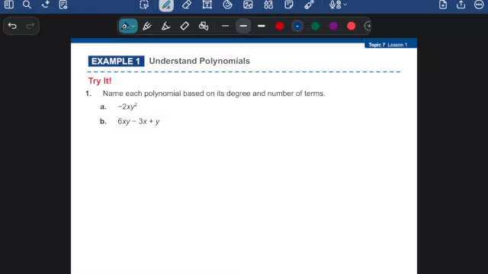Try it number 1. Let's name the polynomials based on the degree and number of terms. Okay, so part A, how many terms do we have? We have 1 term, so we know this is a monomial. Has 1 term. And what's the degree? So look at the exponents for all of the variables. Okay, there's an invisible 1 on the x, and there's an exponent of 2 on the variable y. 1 plus 2 is 3. So 3rd degree, or that special name is cubic. So this is a cubic monomial, 3rd degree.